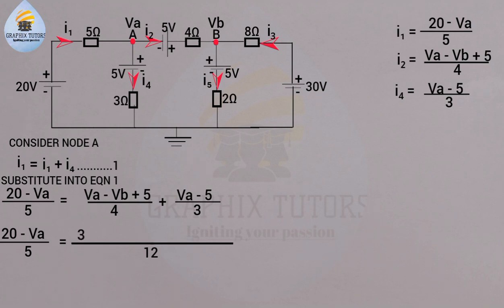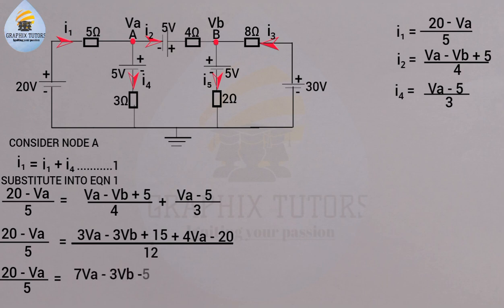So 3 times everything that is the numerator of 3 here. So 3 times VA will give you 3VA, minus 3 times VB will give you 3VB, plus 3 times 5 is what? 15, right? Plus 3 in 12 is 4. 4 times VA is 4VA, minus 4 times 5 is what? Is 20. Is that taken? Now if I write again, I'll be having 20 minus VA all over 5 equals to, I'll collect like terms. 3VA plus 4VA will give me 7VA, minus 3VB, minus we have 15 minus 20 will give us minus 5, all over what? All over 12.